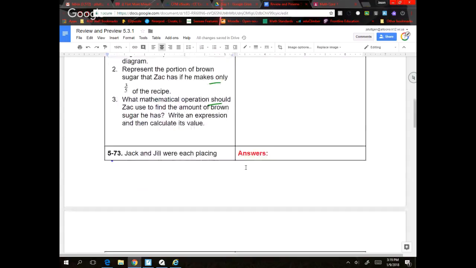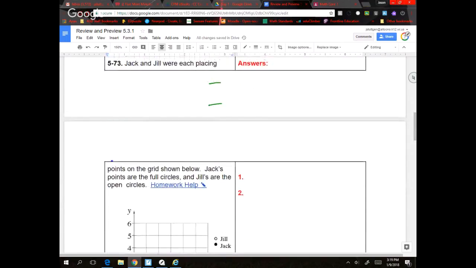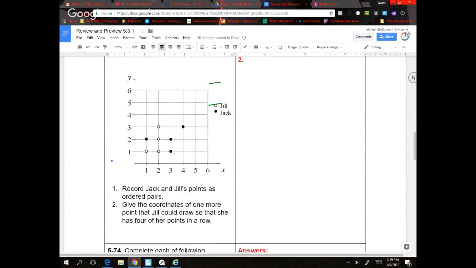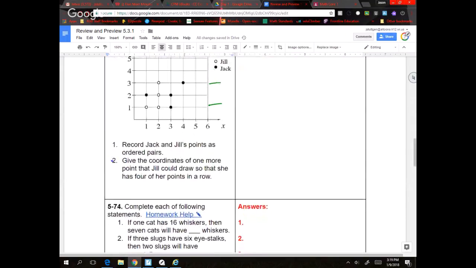Third one, 5-73. I'm going to go down so we can see the grid here. And right here is the key. It tells you Jill's the hollow dot, Jack is the solid dot. So we're to record Jack and Jill's points as coordinate pairs, ordered pairs, excuse me. So we got Jill. I'll do hers first. Okay, I'm going to do this first one right here.